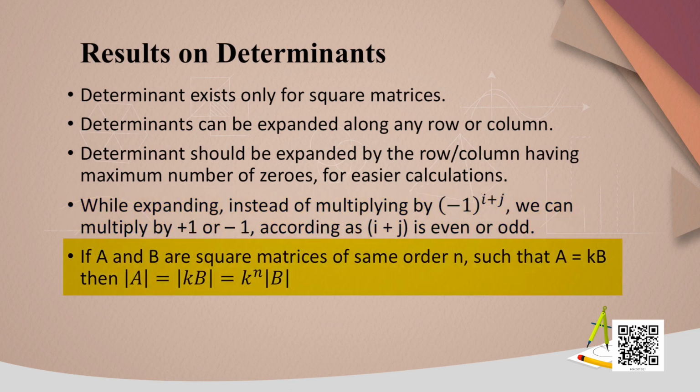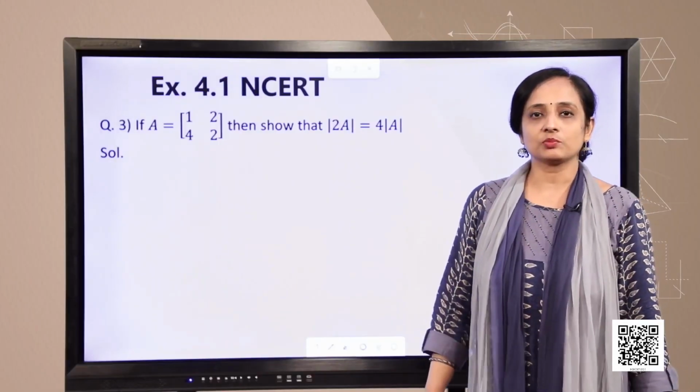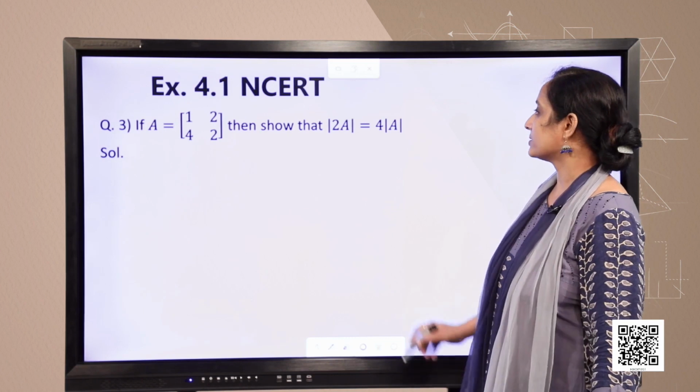If A and B are square matrices of the same order, that means A is equal to KB. If we can express that, then determinant of A is equal to determinant of KB. That means K raised to power n. You can take K common from each row or column and then write determinant B. Let us do this question based on the last property, the last result.